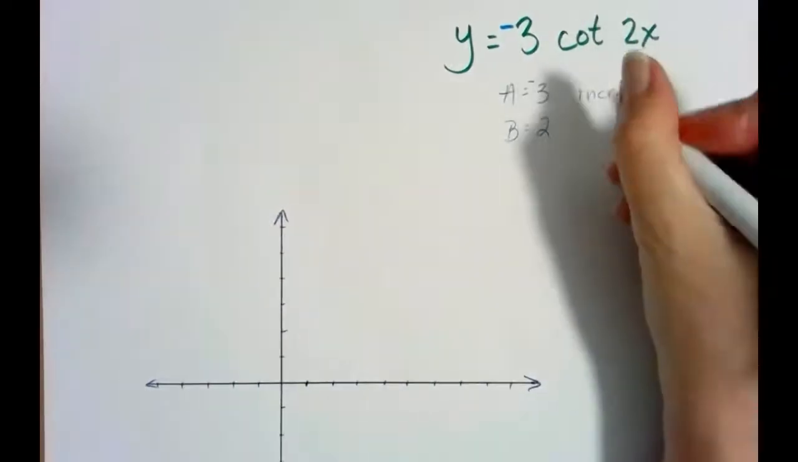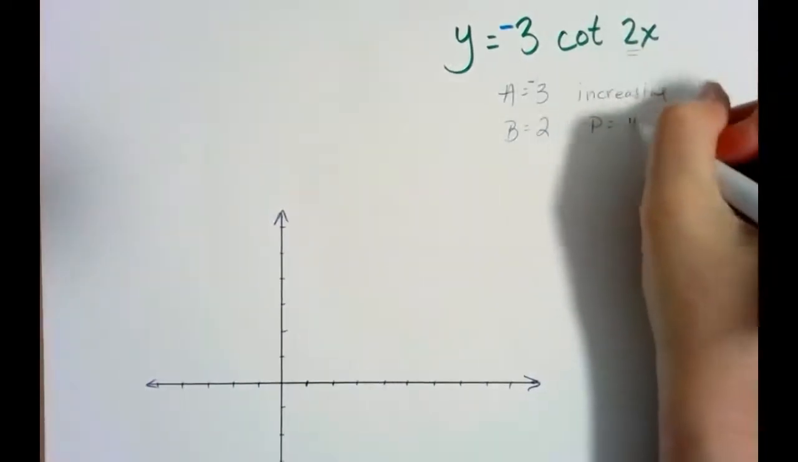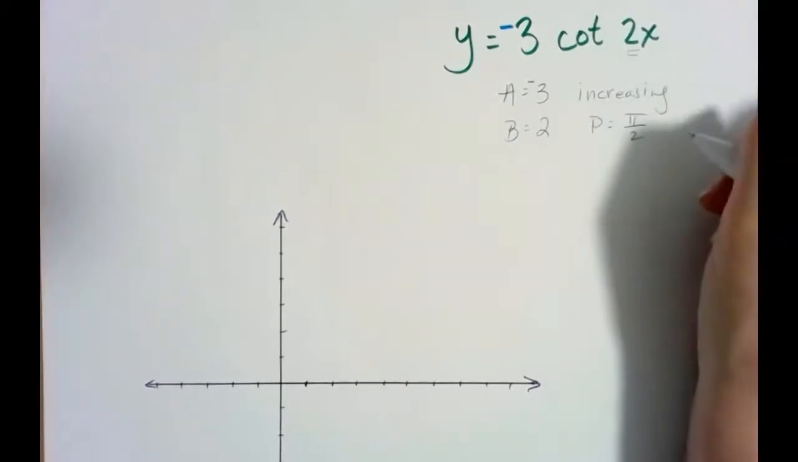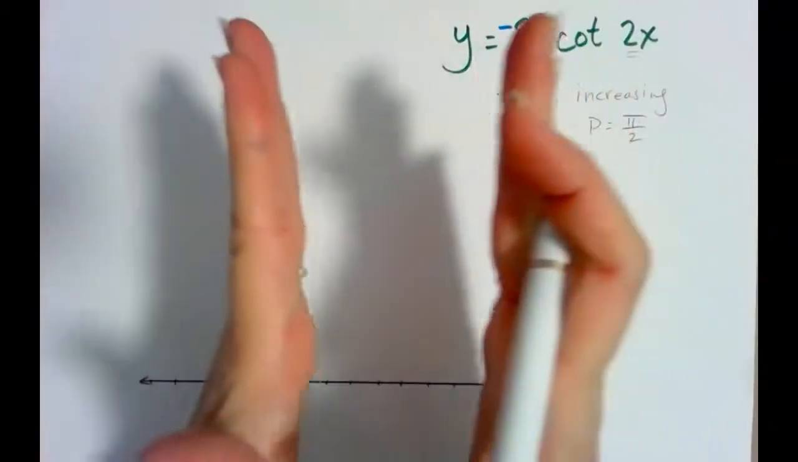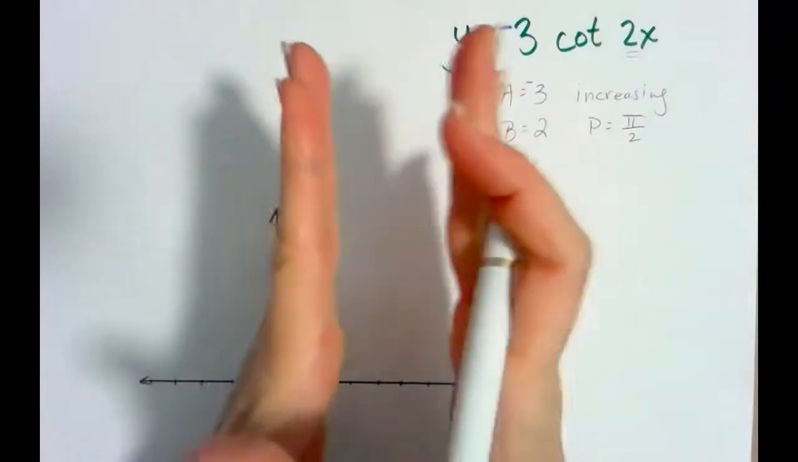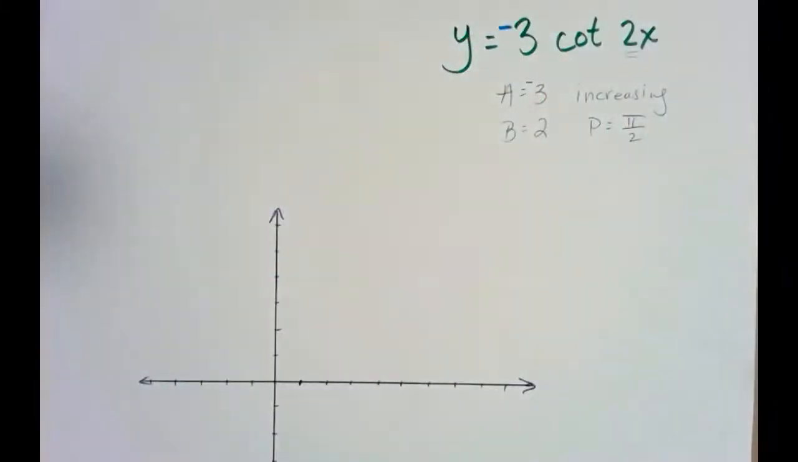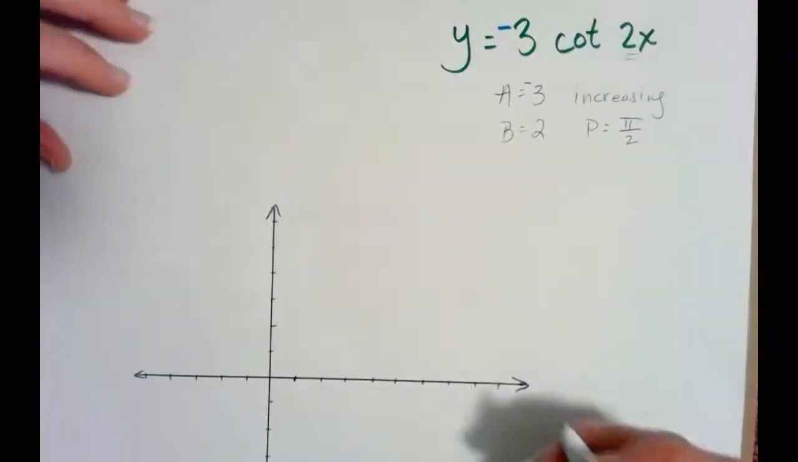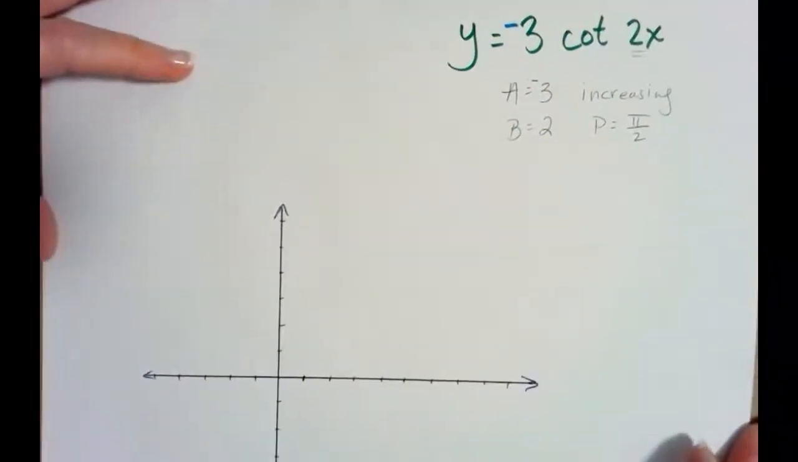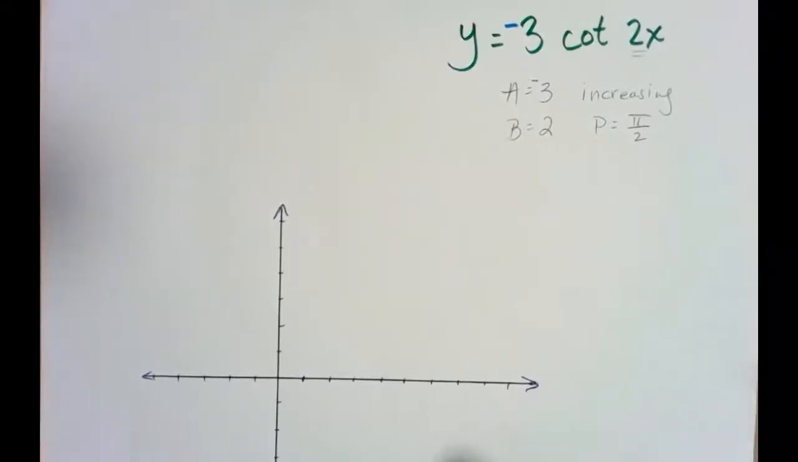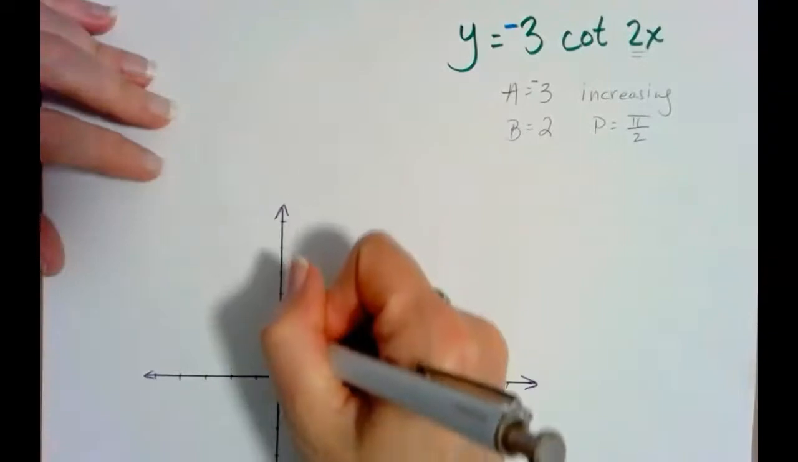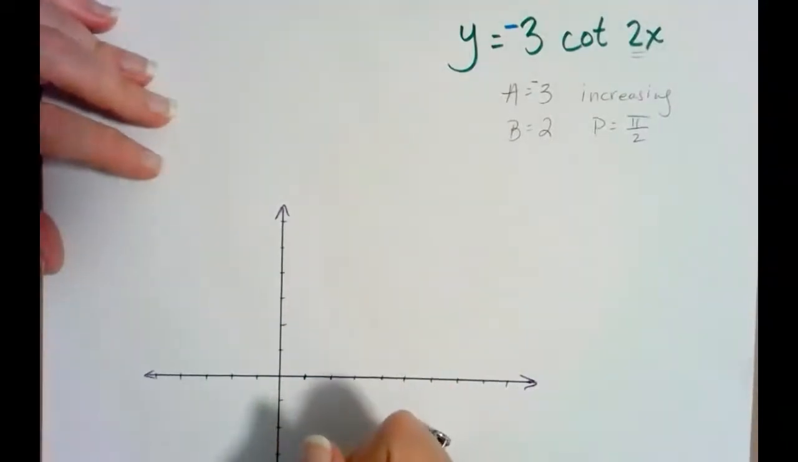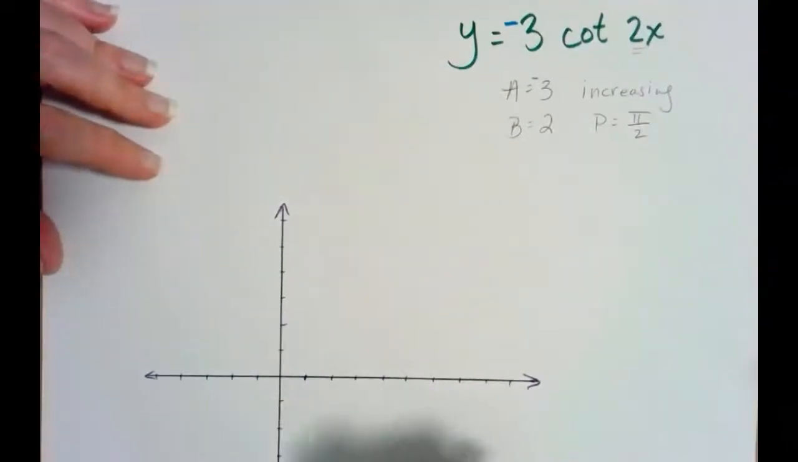So if we have a B value of 2, our period is going to be pi divided by 2. So we are squishing those branches. We're going to have a higher frequency because we are squishing that period in half. So if we're squishing the period in half with no phase shift, we're still going to have an asymptote at 0.